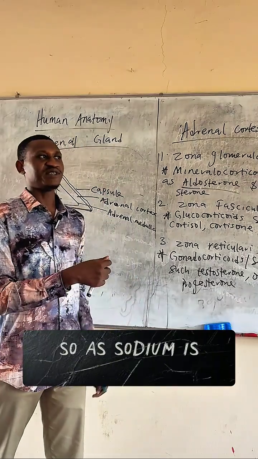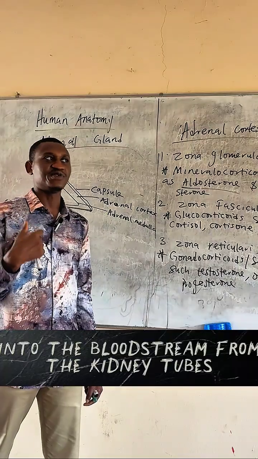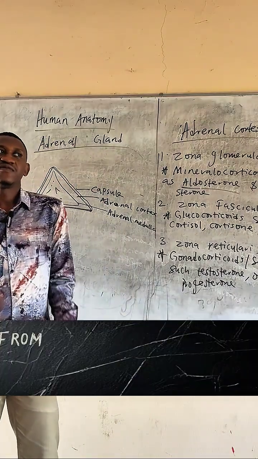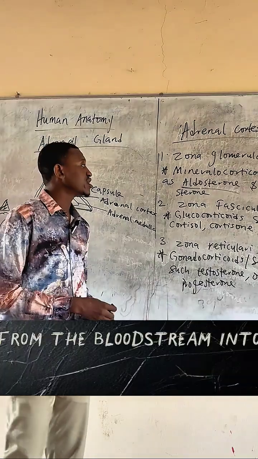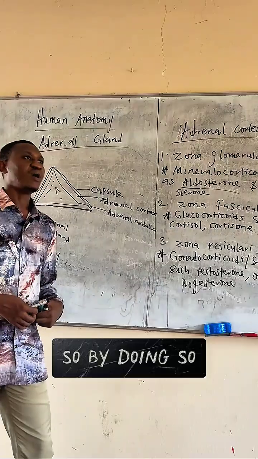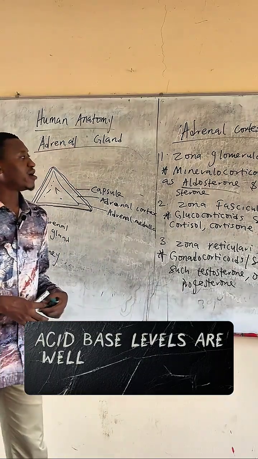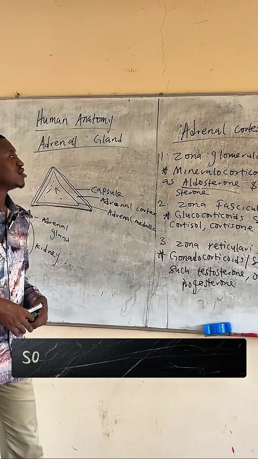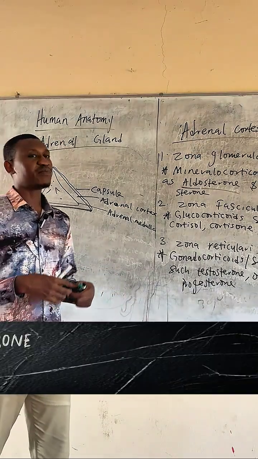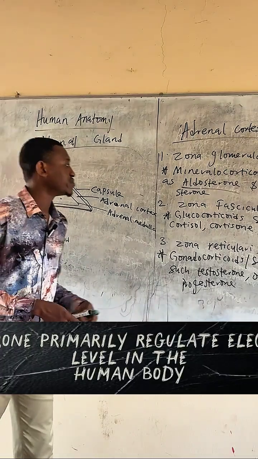So as sodium is reabsorbed into the bloodstream from the kidney tubule, hydrogen ions in turn are secreted from the bloodstream into the kidney tubules to be excreted in urine. So by doing so, acid-base levels are well regulated in the human body. So in a nutshell, aldosterone primarily regulates electrolyte level in the human body.